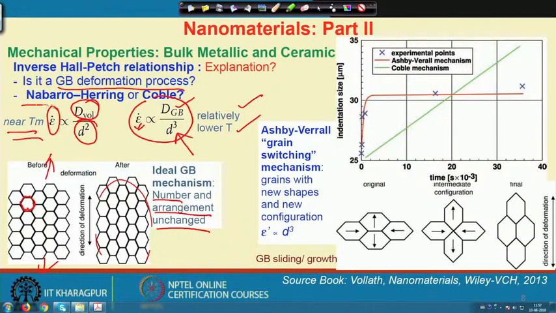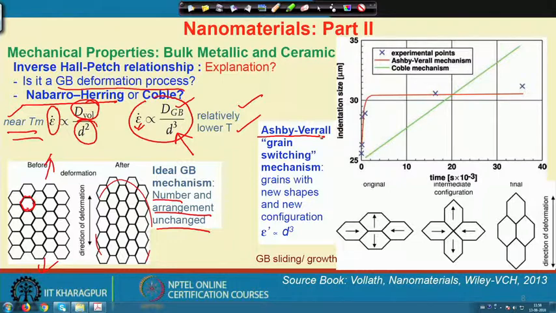So, Nabarro-Herring creep is a very common phenomenon near melting temperature, but we are talking about deformation of nanocrystalline material at room temperature only. In that case, people observe that some other mechanism may be involved, that was explained by the Ashby-Verrall mechanism, that is called grain switching. It means the deformation can only proceed when we have grains which are oriented like this, okay, and this grain will appear in an intermediate step here and then finally like this.